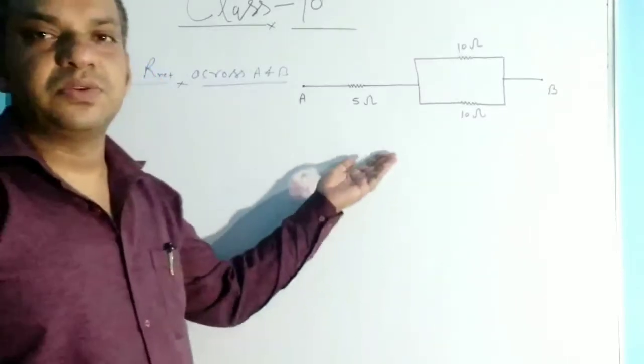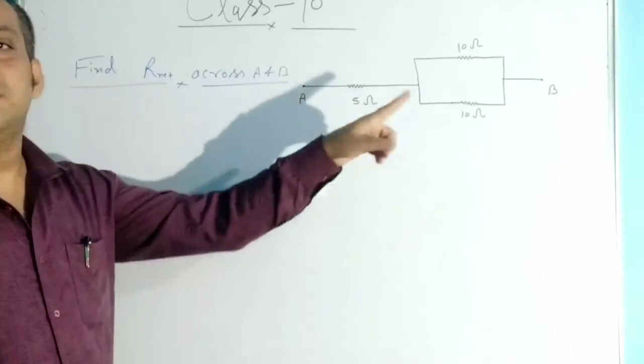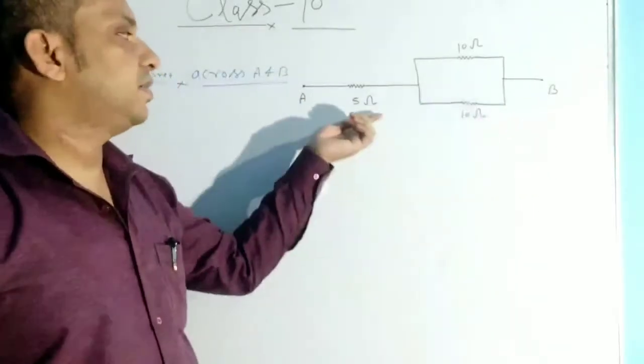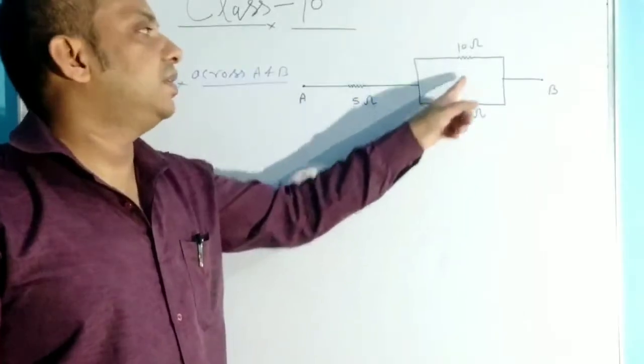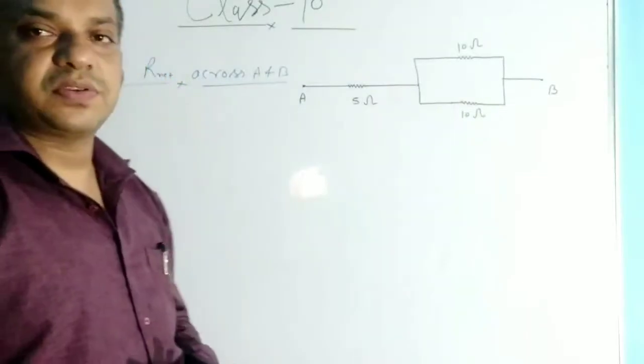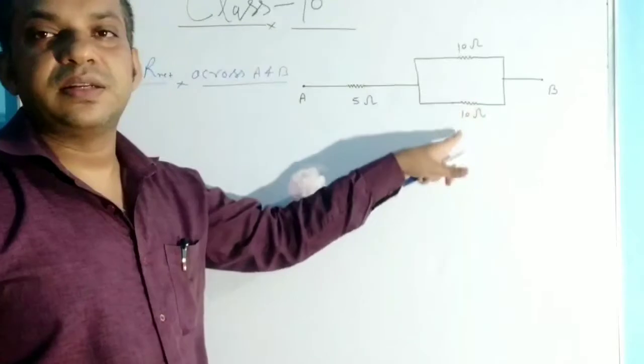You can see here in this question we have to find the R net across the AB points. This is the A point and this is the B point, and a 5 ohm resistor is there and these two 10 ohm resistances are connected like that. So first of all, let's see, these two 10 ohm resistances are connected in the parallel combination.